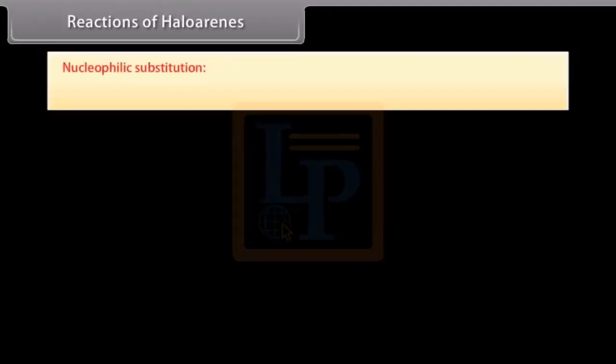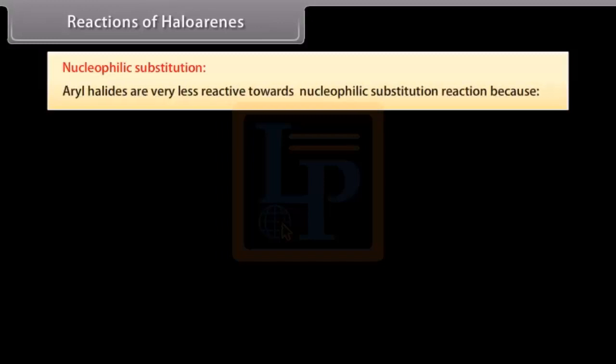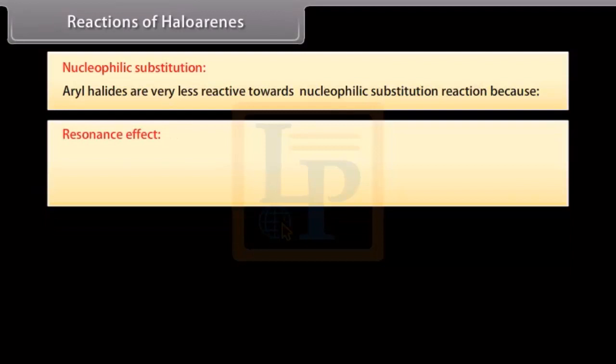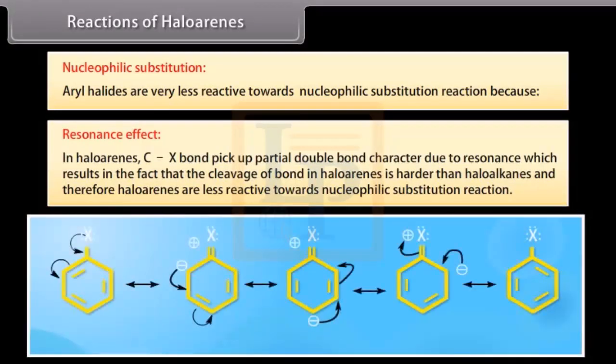Reactions of haloarenes. Nucleophilic substitution. Aryl halides are very less reactive towards nucleophilic substitution reactions because of the resonance effect. In haloarenes, the C-X bond picks up partial double bond character due to resonance, which results in cleavage of the bond in haloarenes being harder than in haloalkanes, and therefore haloarenes are less reactive towards nucleophilic substitution reactions.